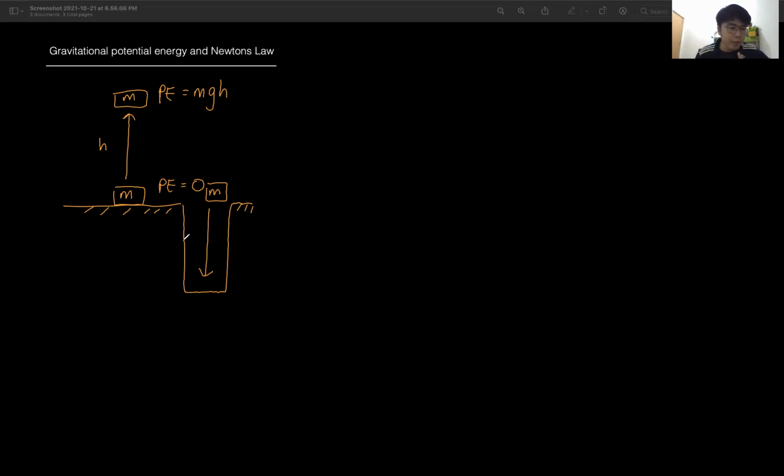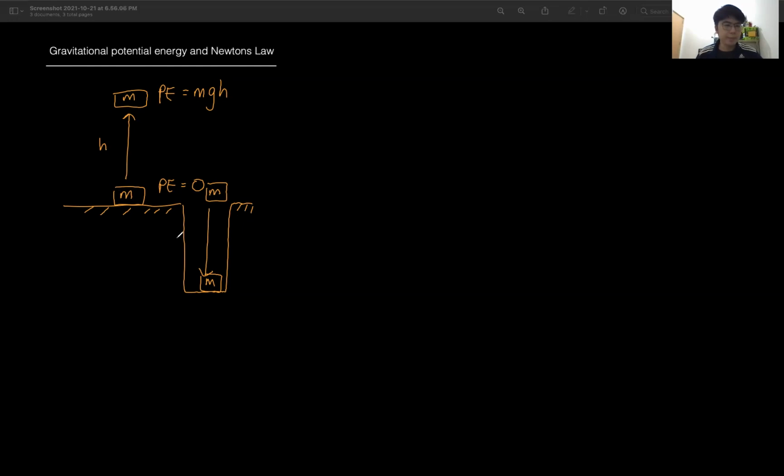But if I dig a hole here, it still drops, right? Still drops. That means it still possesses some amount of potential energy, right? That also means the potential energy at ground level is not 0, because if it was 0, it would not fall. It would just stay floating like this. Since it falls down, that means it still possesses gravitational potential energy at the ground level. But why do we call it 0?